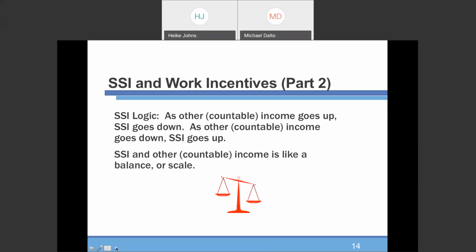So the logic of SSI is that as other income or other countable income goes up, SSI goes down. But if other countable income goes down, SSI goes up. So you can think of the relationship between SSI and other countable income as being like a balance or a scale, or if you prefer, like a seesaw. As one side goes down, the other goes up, and vice versa.